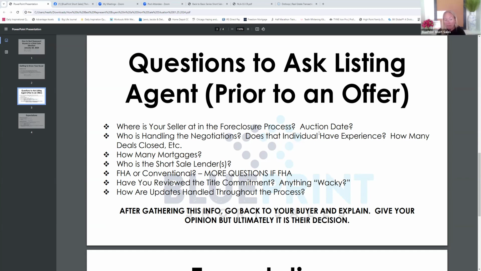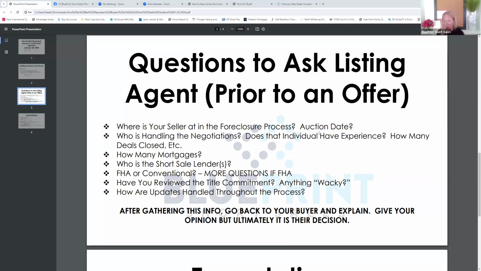After gathering all of this information, you do want to go back to your buyer and explain all this. I just say, hey, I've gathered all this information. These are my red flags. What does a red flag mean? Well, in the end, you could make this offer and then nothing could ever come of it.